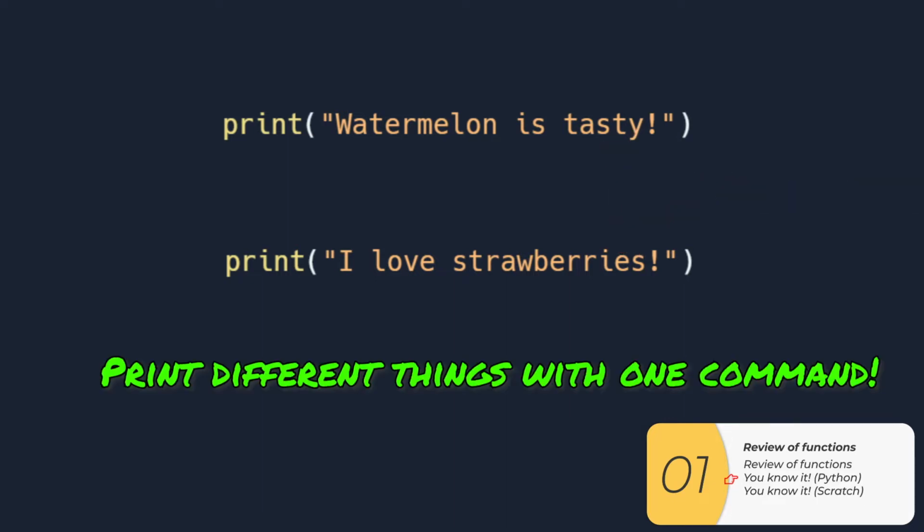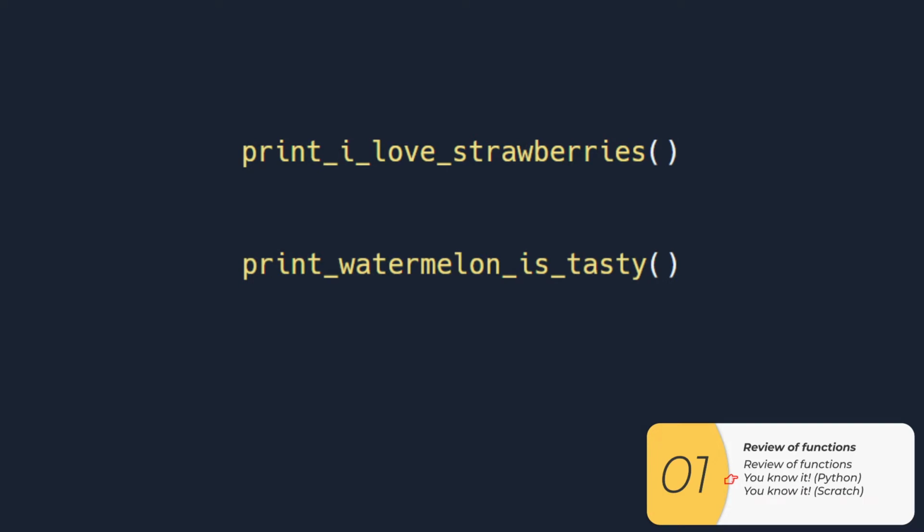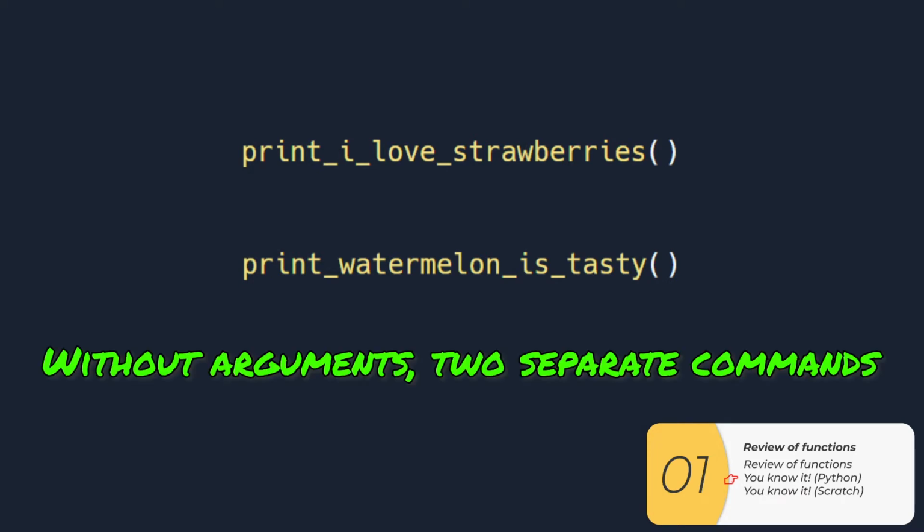So again, I can print different things with just the print command, and it's possible because of the arguments. If I didn't have the arguments, or the stuff inside the parentheses, I would need separate commands. A command to print I love strawberries, and a command to print watermelon is tasty, and a command to print everything else. So these arguments make my commands much more powerful.